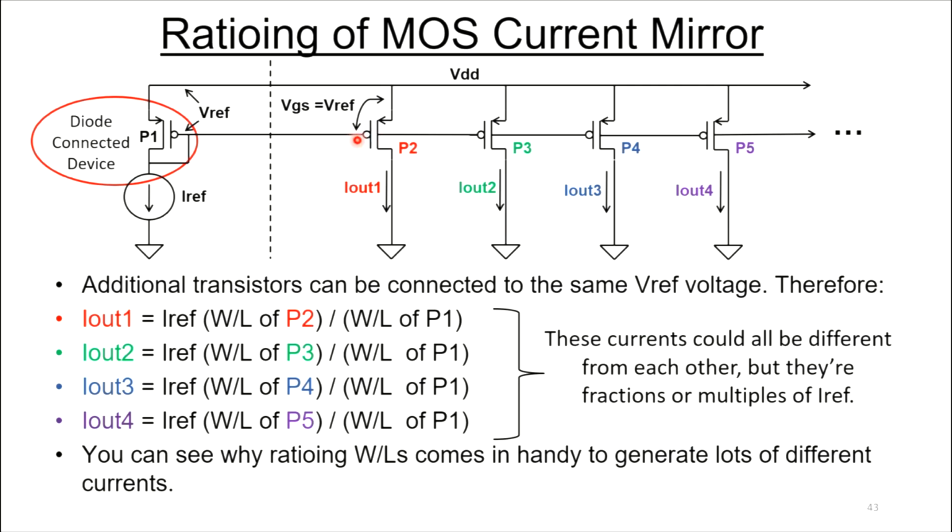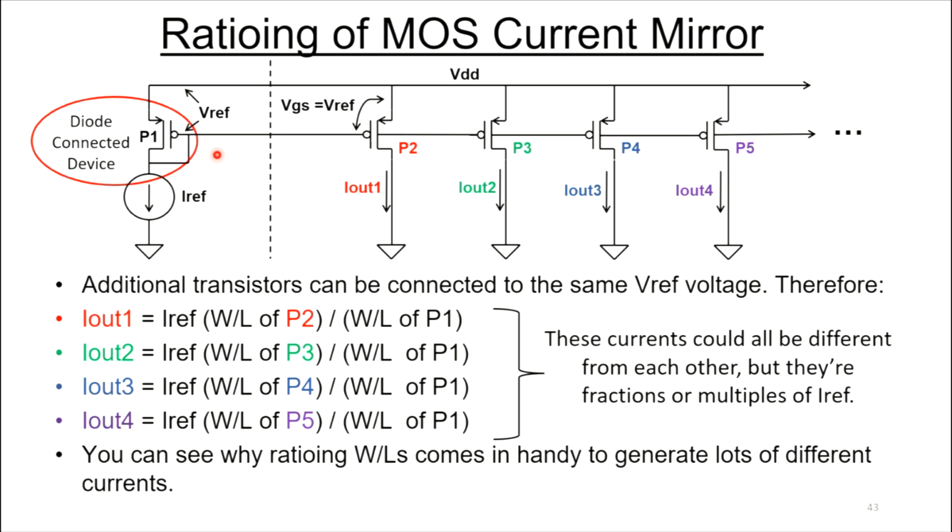Now, you can stack a whole bunch of output current devices on a single reference current. So here we have our reference current, and it's going into this diode connected device just like before, and we're creating this VREF voltage. But now we're applying this VREF voltage to a whole bunch of output transistors here. And these transistors don't all have to be the same size. They could all be different sizes. That means IL1, IL2, 3, 4, they could all be different currents. But they're all going to be somewhat proportional to this input current.